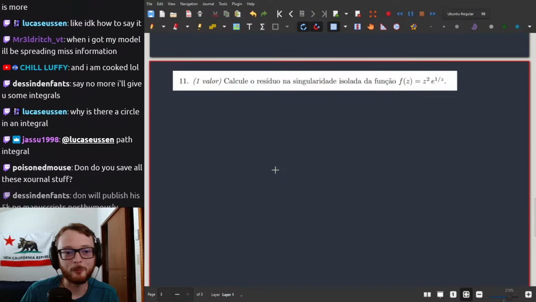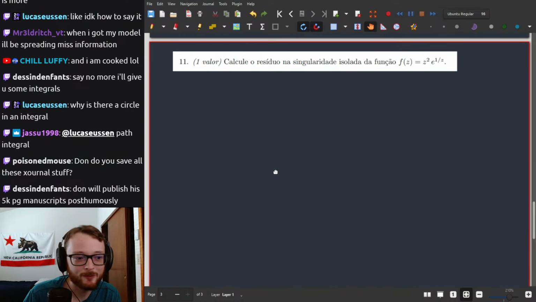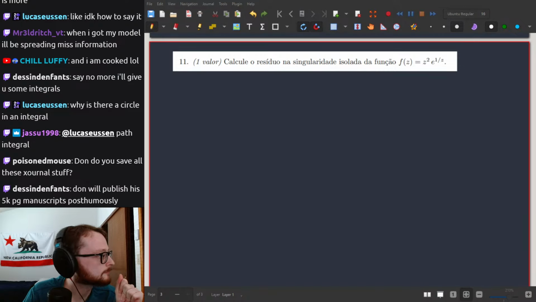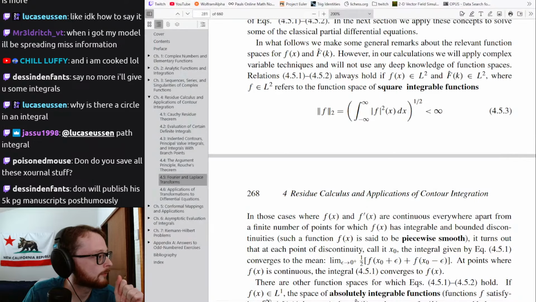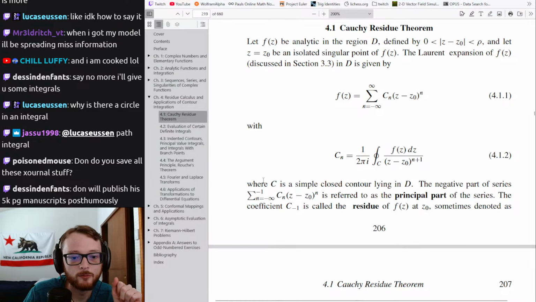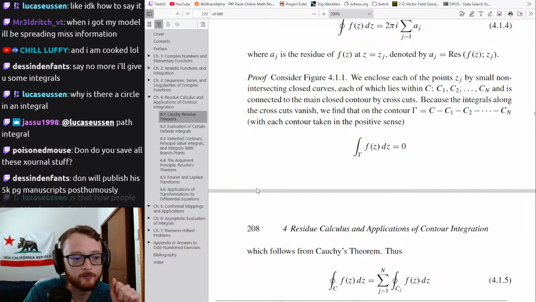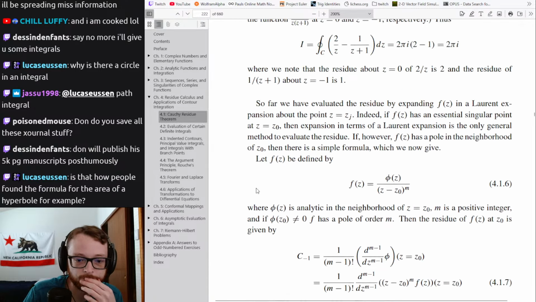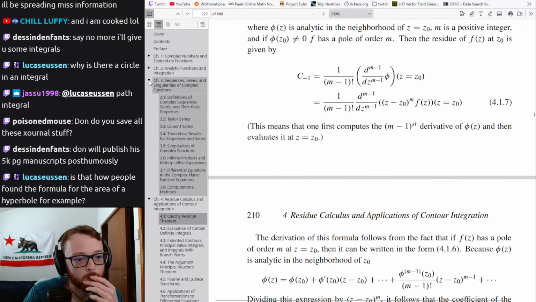Okay, so let's start with the residue one. I'm assuming it's going to be more straightforward. So we have to calculate the residue of the isolated singularity of this function. The singularity is at 0. It's an essential singularity. So remember how to calculate residues.